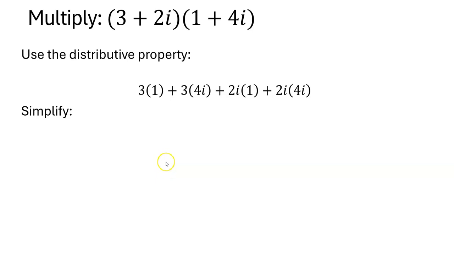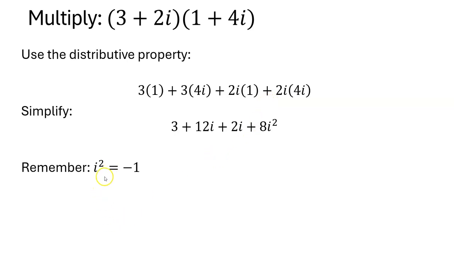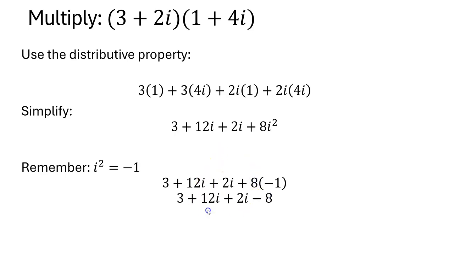Then we are ready to simplify. So 3 times 1 is 3. 3 times 4i is 12i. 2i times 1 is 2i. And then 2i times 4i is 8i squared. So once again, remember that i squared is the same as -1. Okay, so instead of 8 times i squared, we're going to have 8 times -1. When we simplify that, we have 3 plus 12i plus 2i minus 8.